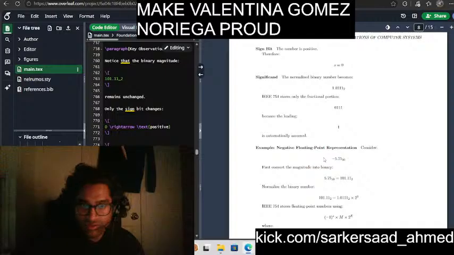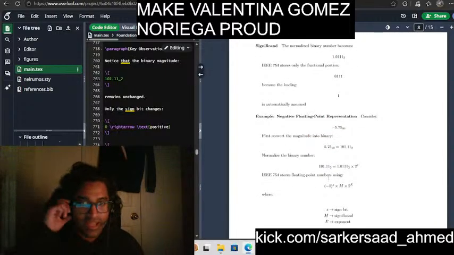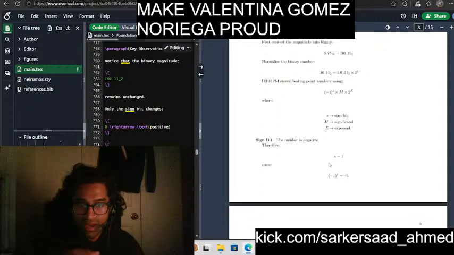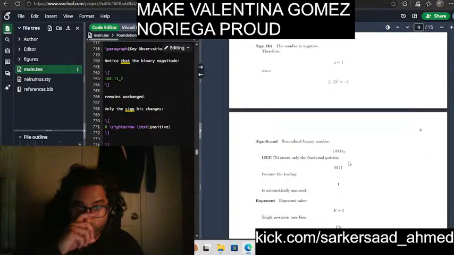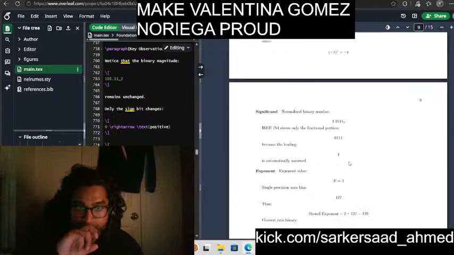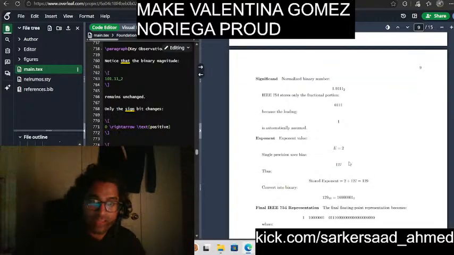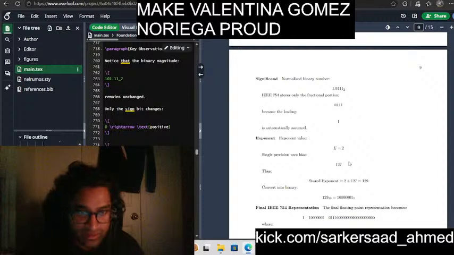And the negative values. Consider minus 5.75. First convert the magnitude to binary. And because it's minus 5.75, S will be 1. Let's say the exponent value E is equal to 2. Single precision uses bias 127. Thus, the stored exponent would be 129. Convert this into binary.